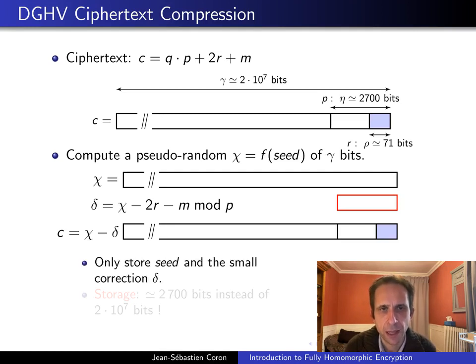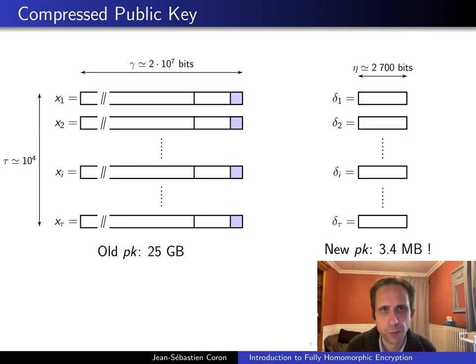And now the advantage is that we only have to store this small seed, and also the small correction delta. So this means that since this correction delta is modulo p, we only have to store a correction of 2,700 bits instead of 20 million bits. So eventually, when we do this for the full public key, instead of storing a public key of 25 gigabytes, we only have to store a public key of roughly 3.4 megabytes, which is much more convenient.